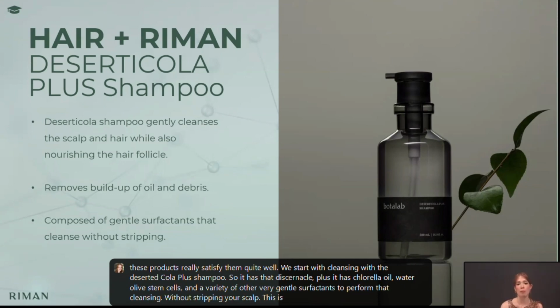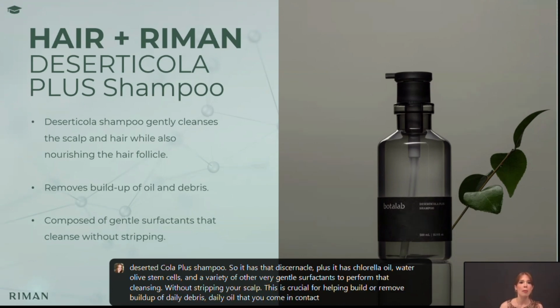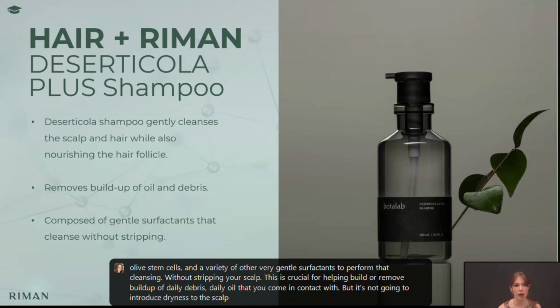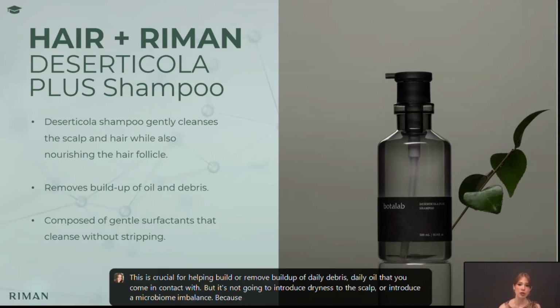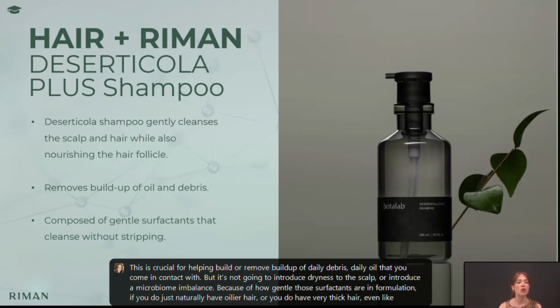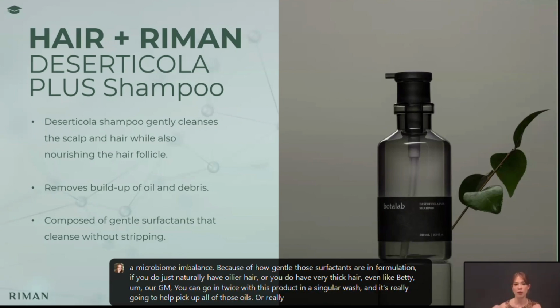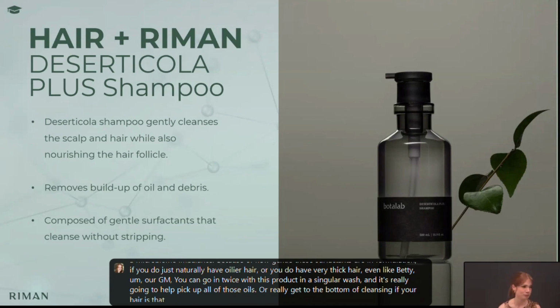This is crucial for helping remove buildup of daily debris, daily oil that you come in contact with, but it's not going to introduce dryness to the scalp or introduce a microbiome imbalance. Because of how gentle those surfactants are in formulation, if you do just naturally have oilier hair or you do have very thick hair, even like Betty, our GM, you can go in twice with this product in a singular wash. And it's really going to help pick up all of those oils or really get to the bottom of cleansing if your hair is that dense.